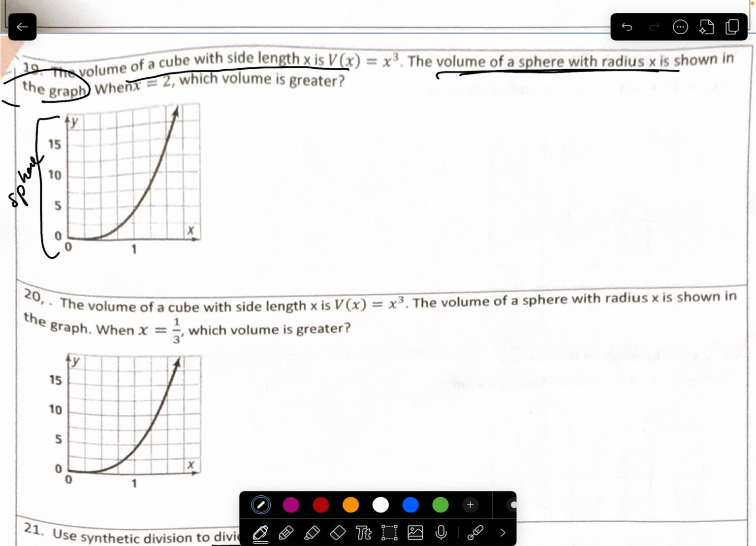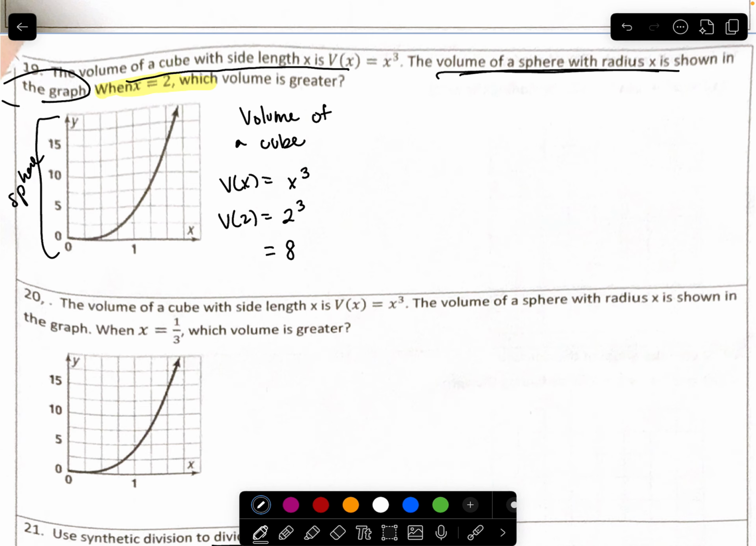But before that, let's deal with the volume of a cube. Volume of a cube with side length x. So we know V of x equals x cubed. And let's look at the question here. When x equals 2, which volume is greater? Whenever you're dealing with questions like this, all you have to do is plug in 2. So V of 2 equals 2 to the third power, which is 8.